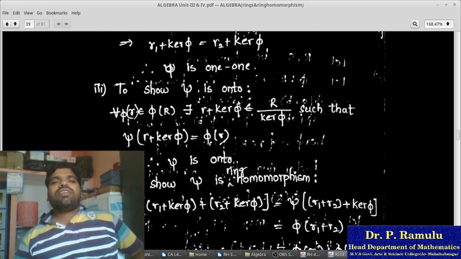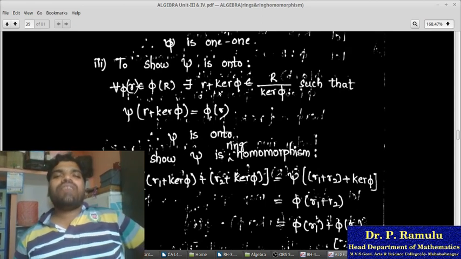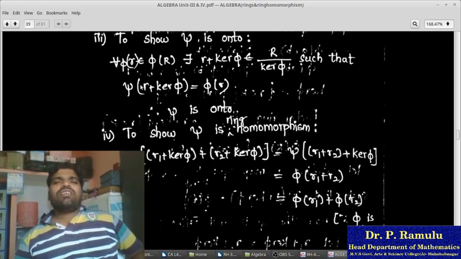To show psi is onto, according to the definition, for all pi of R belonging to the image of pi, there exists R plus ker pi belonging to R by ker pi such that psi of R plus ker pi equals pi of R. This is the definition of onto, already defined. So it is clear that psi is onto.